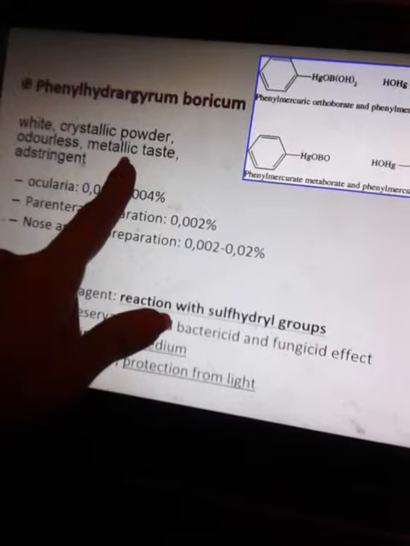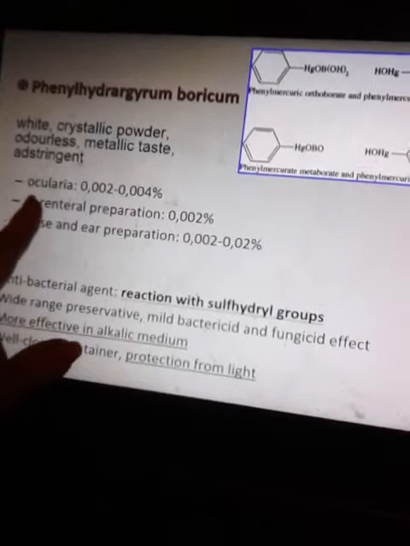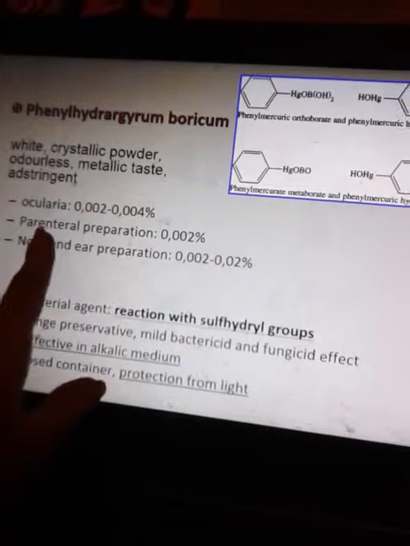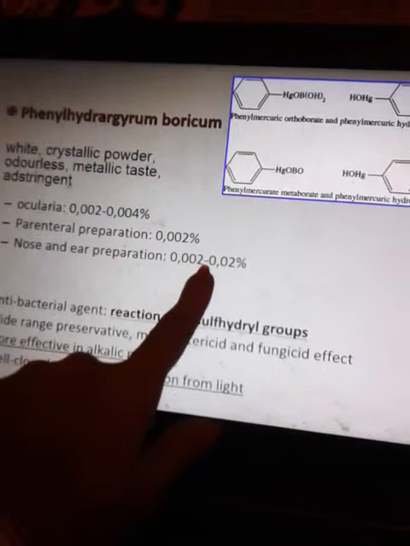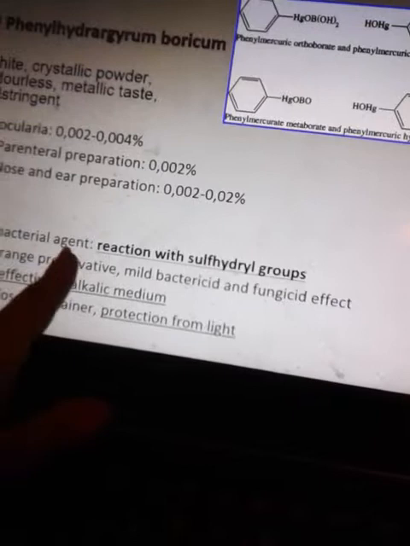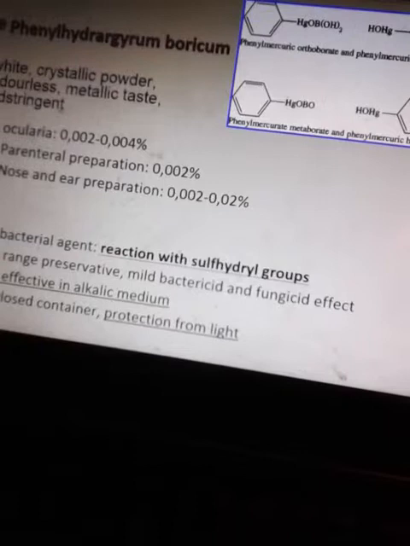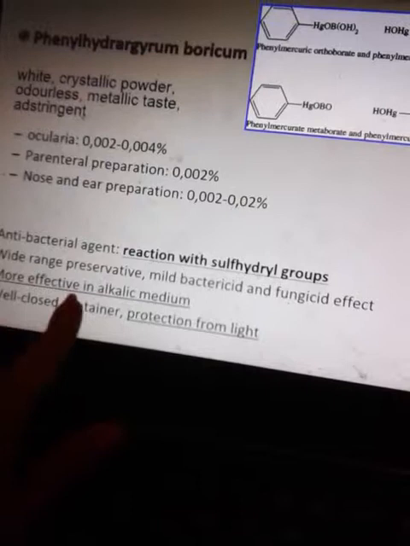And astringent, this is astringent also. Ocularia, for the eye 0.002 to 0.004%, for parenteral preparation 0.002%, for nose and ear preparation 0.002 to 0.02%. Phenyl hydroargyrum boricum is an antibacterial agent, reacting with the sulfhydryl groups of bacteria. Wide range preservative, mild bactericide and fungicide effect, more effective in alkali medium, well closed container, protection from light.